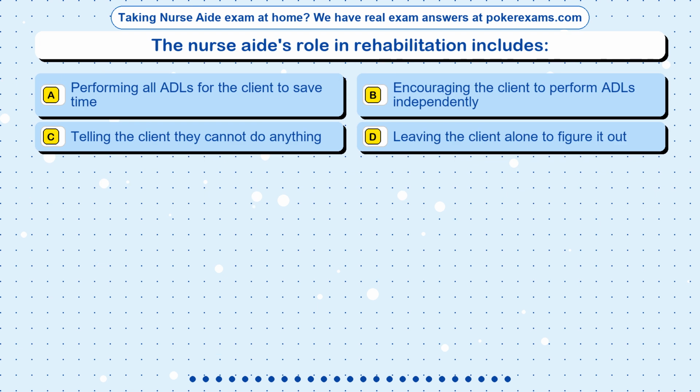Question 22. The nurse aide's role in rehabilitation includes: Option A. Performing all ADLs for the client to save time. Option B. Encouraging the client to perform ADLs independently. Option C. Telling the client they cannot do anything. Option D. Leaving the client alone to figure it out.